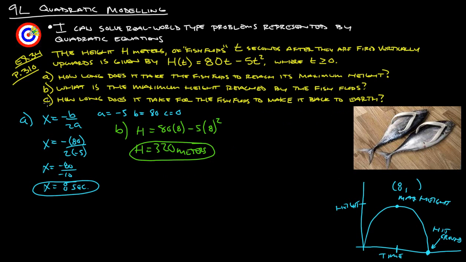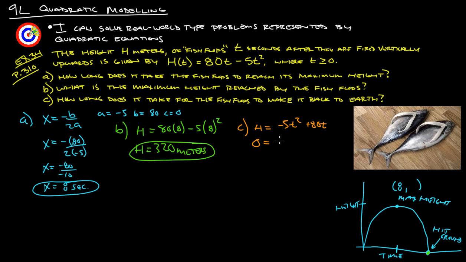But, sorry, last question is, how long does it take for the fish flops to make it back to Earth? Okay, so basically you want to find how long it's going to take for it to land. So really what we're doing there is we are going to try to find the x-intercepts, right? So we've got h equals, I'm going to rewrite this as negative 5t squared plus 80t, right? And so we want to know when the height's going to be 0, right?